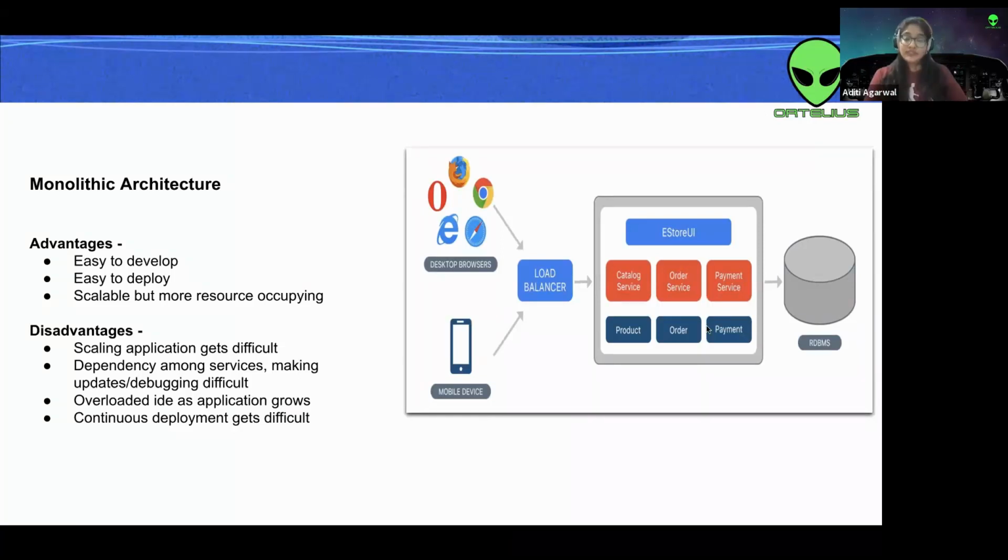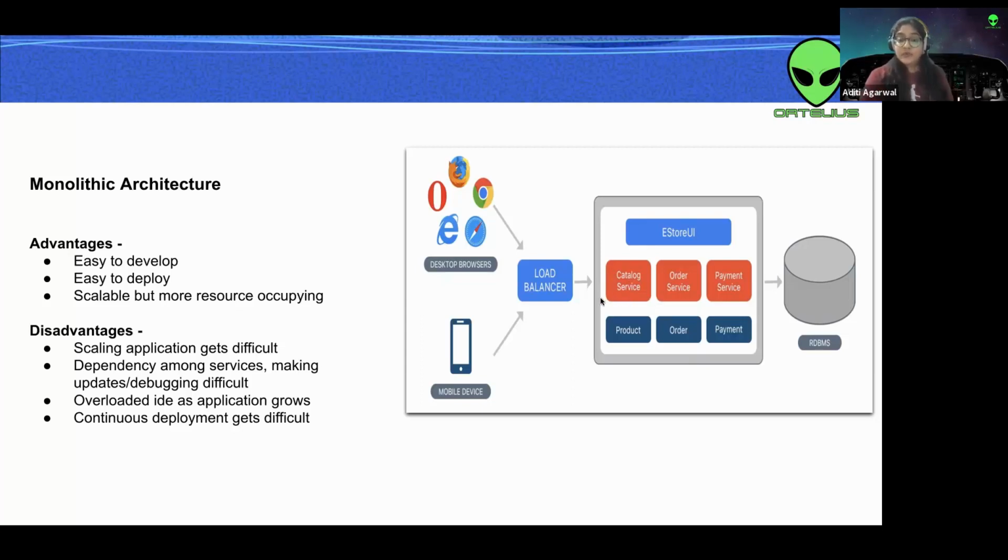It is also scalable, but in terms of scaling, it is more resource occupying. For example, let's take an e-commerce application. We have a sale going on live in our application, and customers are heading to my catalog service very often. They are trying to see what products I am offering, what the sale is, what the prices are, and so on. So my catalog service has more traffic than my order and payment services. In order to serve more and more customers, I need to scale my application for the catalog service only.